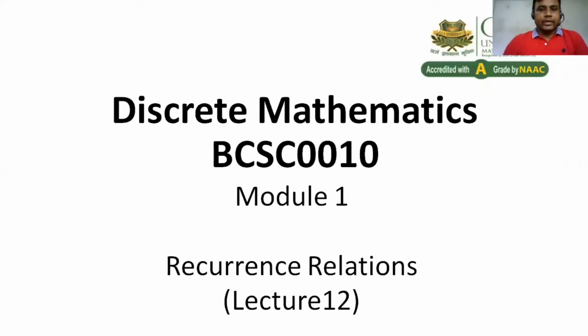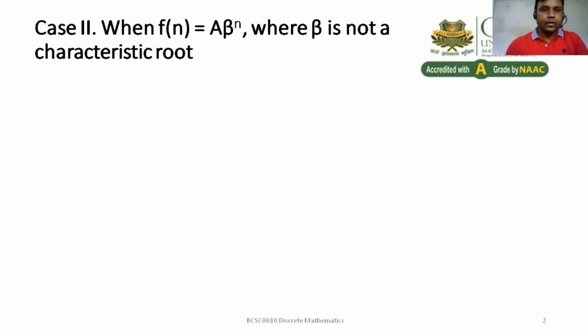Hello all. We are going to start a new topic, that is recurrence relations. In the earlier video, I told about how to solve a recurrence relation where the non-homogeneous part is some constant. Now in this video, I am going to talk about how to solve a recurrence relation where the non-homogeneous part is some exponential function of the form a beta to power n. Okay, this is the second case.